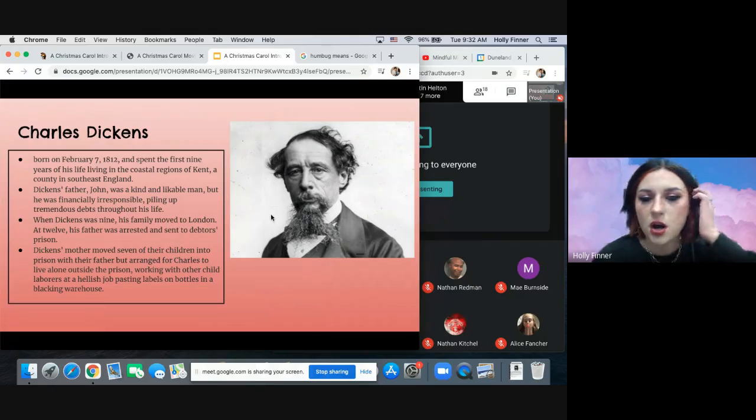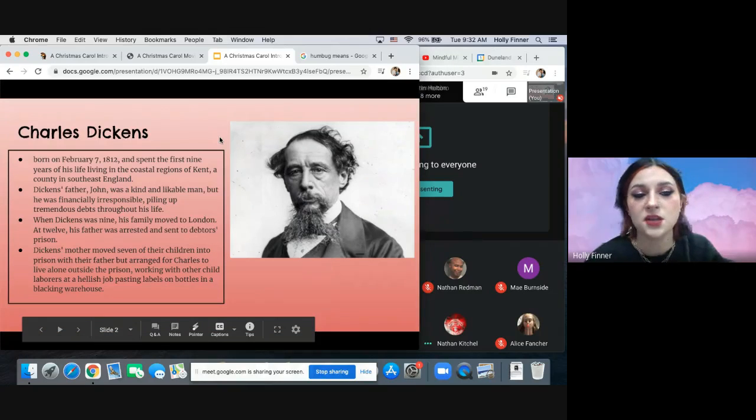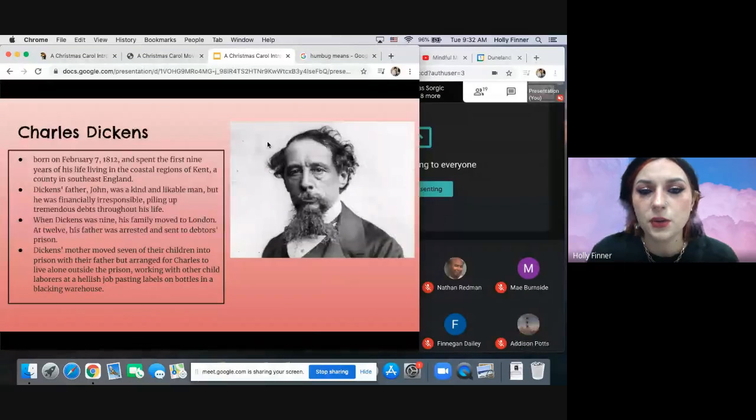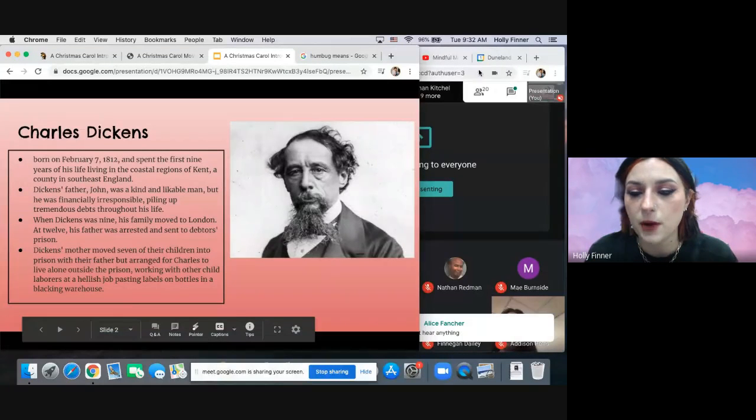So this is our author, Charles Dickens, because originally this story was a novella, which is a small novel or short novel. So he wrote it. This is really cool because it's like an actual picture of him, right?